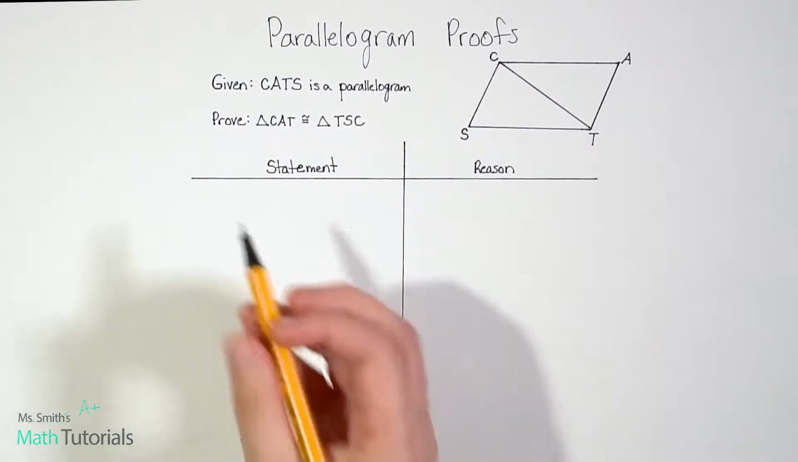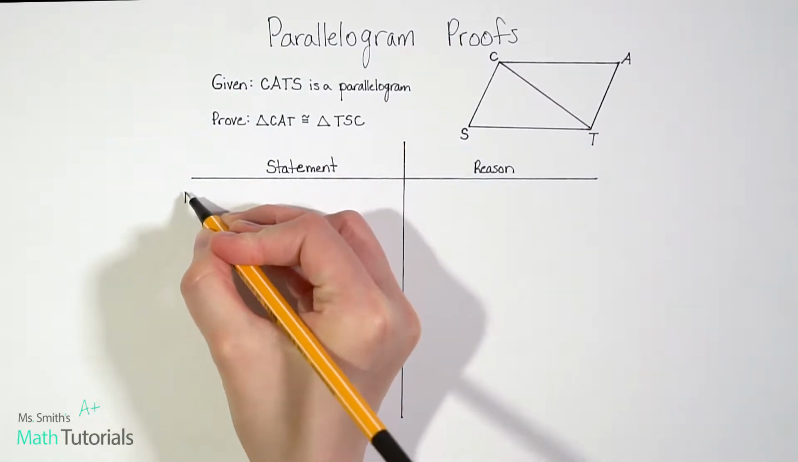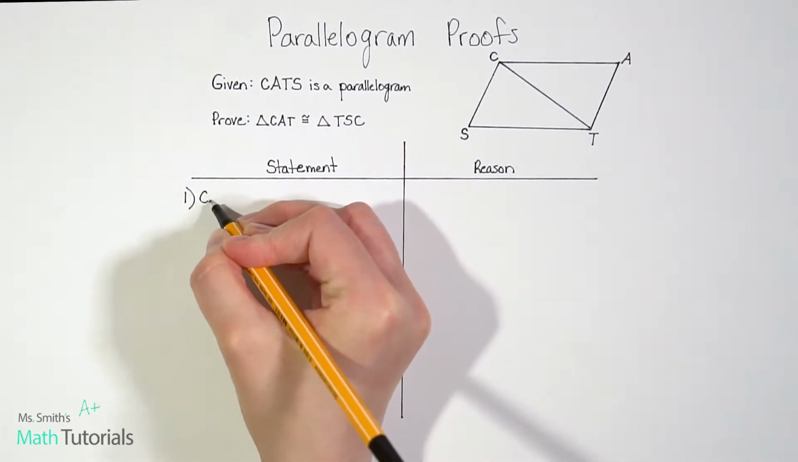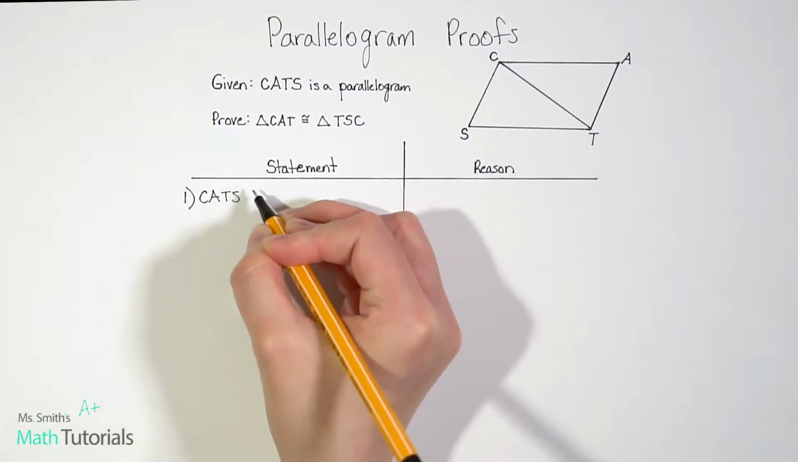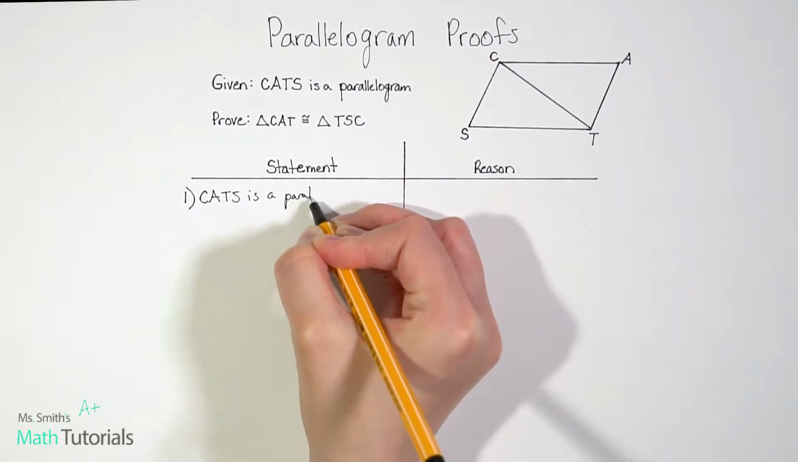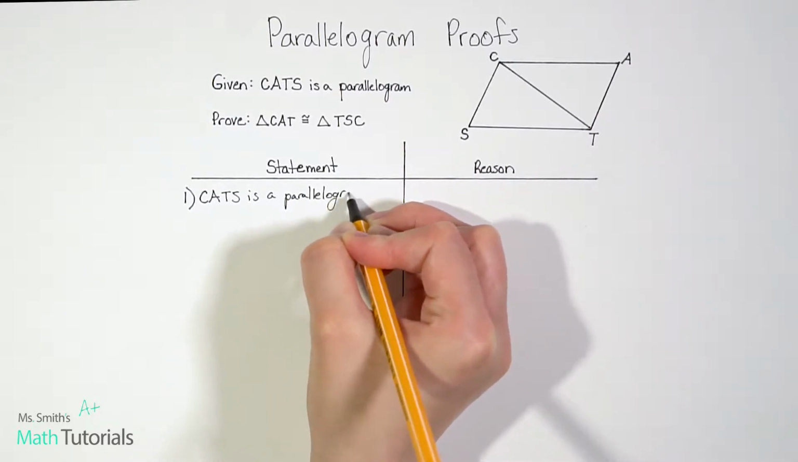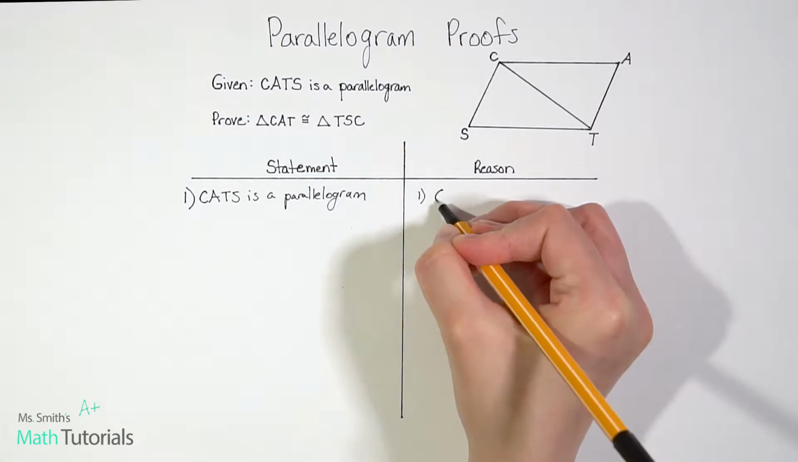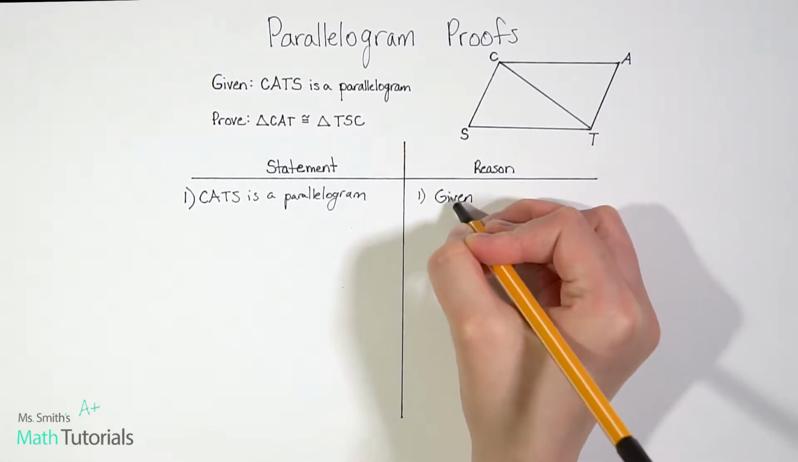What have they given us? So our first statement is going to be exactly what they told us: CATS is a parallelogram. And how do we know this? Well, our reason is because it was given to us.